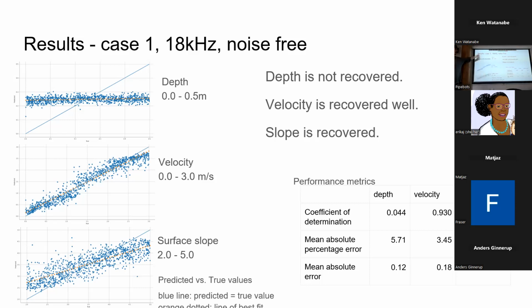This is just the noise-free case. I've added some noise here. We've got some metrics for the coefficient of determination: 1 is a good number. Mean absolute percentage error, lower is better. Mean absolute error, lower is better. I can share these slides to go into more detail later.